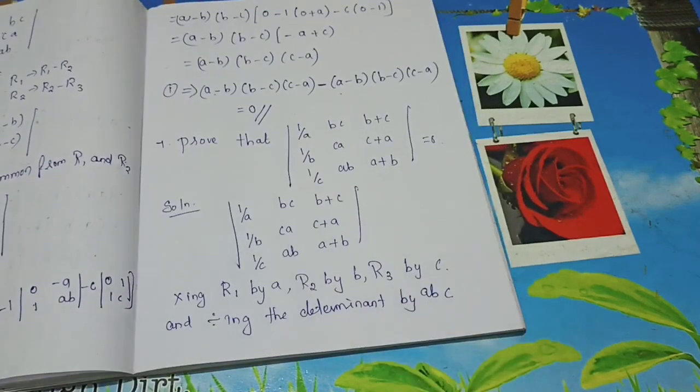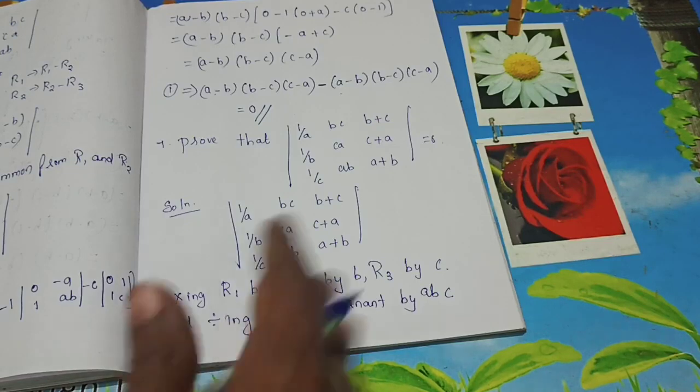You have learned this in the properties. If we need to multiply any row by a number, we can do so. Same as that, if we need to divide by any value, you can divide. Everything you have learned in the properties. So we are going to multiply R1 by A, R2 by B and R3 by C, and we are going to divide the determinant by ABC. So first we divide: 1 by ABC.